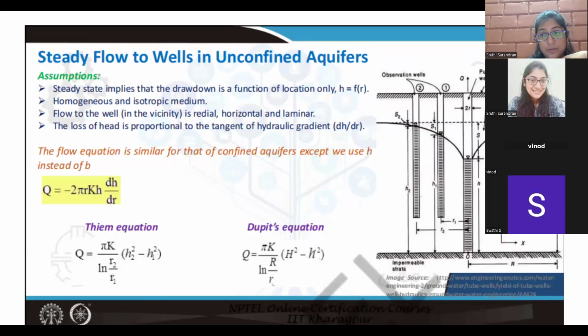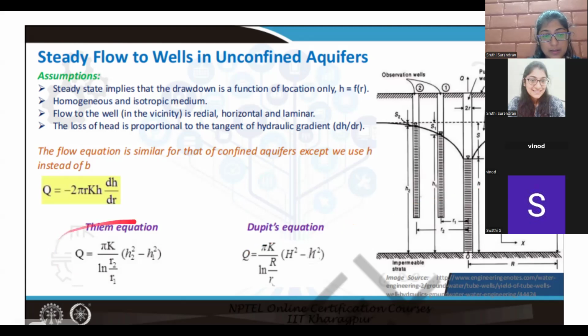H is the height of the water, the initial hydraulic head, and this small h is the height of the water at this point. So if you take some distance r1 from here, the height of the water will be h1 there, and the drawdown will be s1. And again, at another distance r2 from the center of the well, the height of the water is going to be h2, and the drawdown is going to be s2.